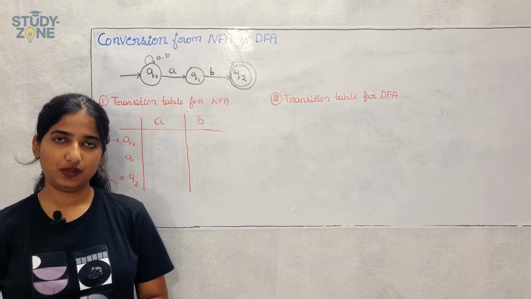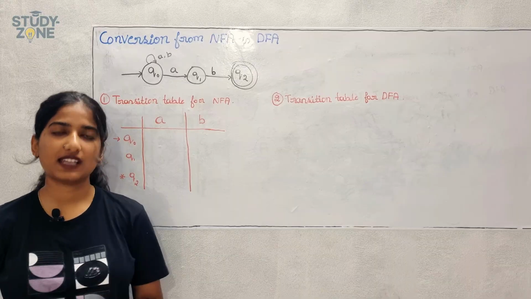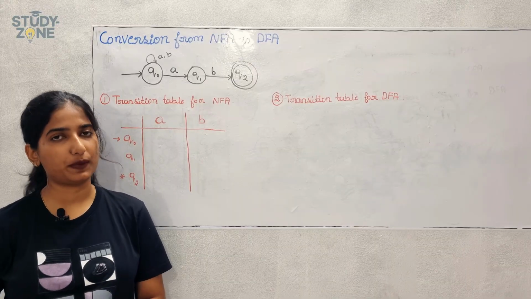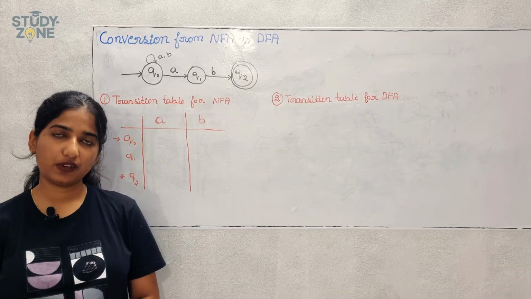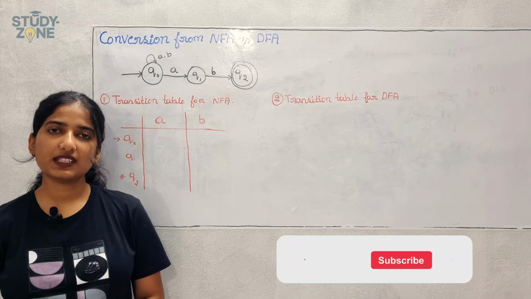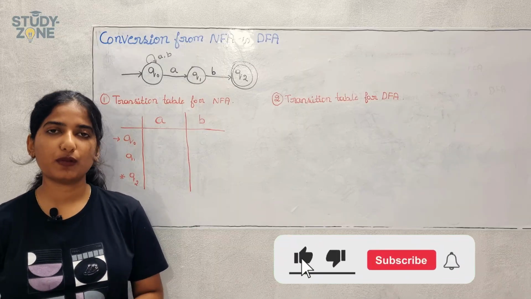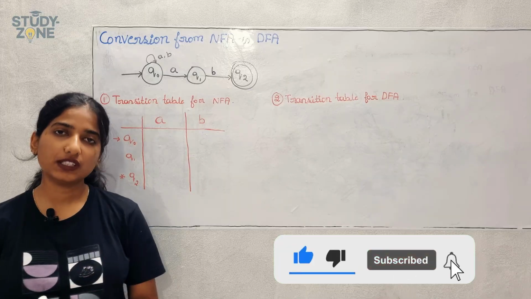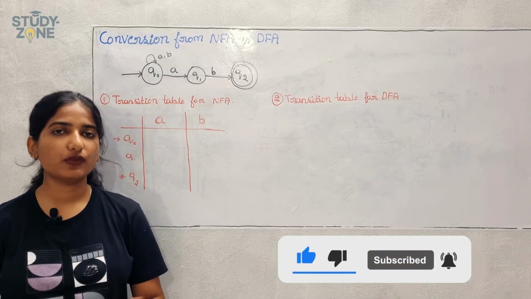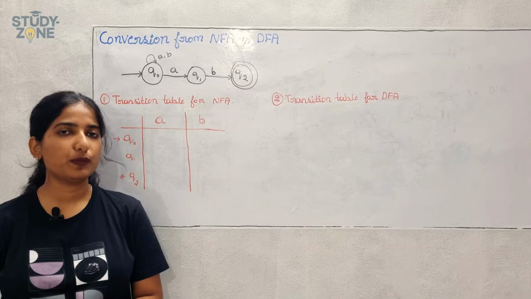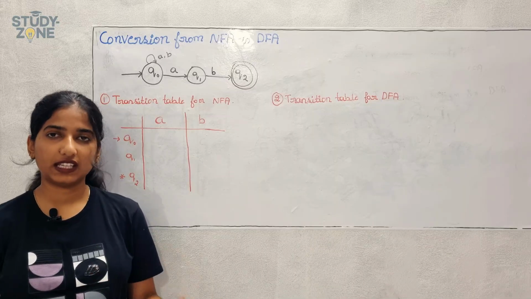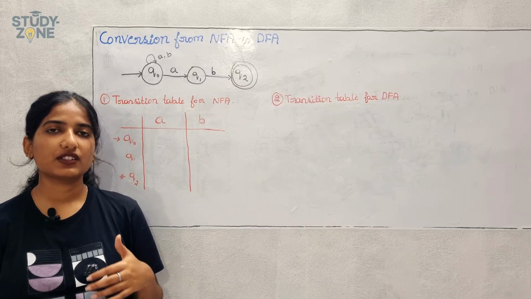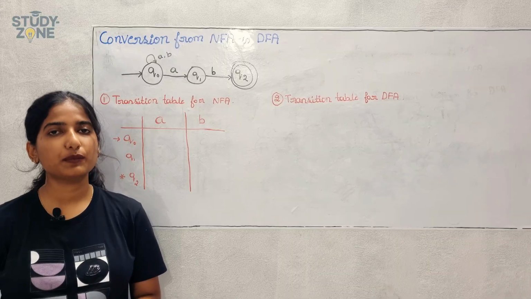In today's video, let's dive into the next example of the same topic. The topic is conversion of NFA to DFA, which means you are given the transition diagram of an NFA, and you have to convert it to the transition diagram of a DFA. I hope you understand the difference between NFA and DFA, and if not, please go through the previous videos and come back.